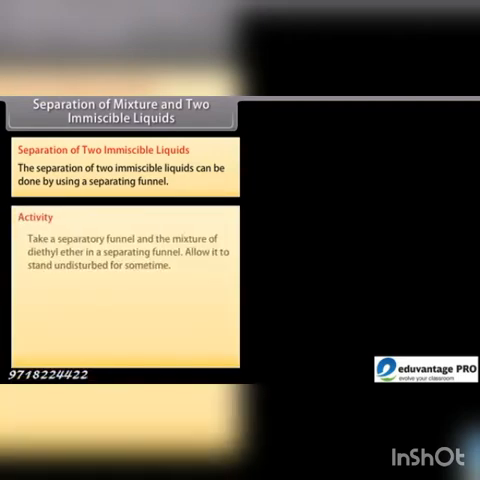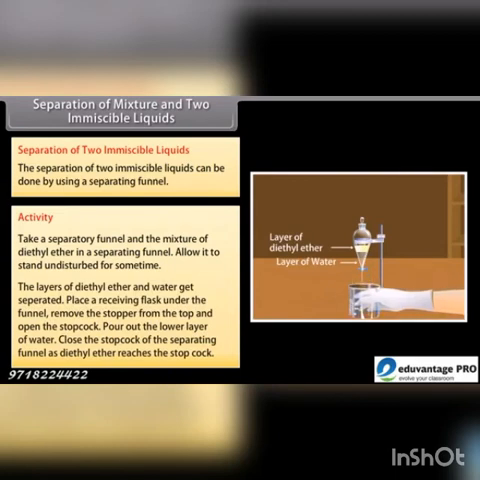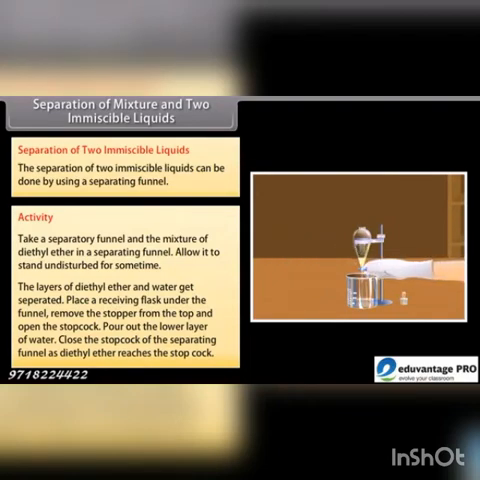Activity. Take a mixture of diethyl ether and water in a separating funnel. Allow it to stand undisturbed for some time. The layers of diethyl ether and water get separated. Place a receiving flask under the funnel, remove the stopper from the top and open the stopcock. Pour out the lower layer of water. Close the stopcock of the separating funnel as diethyl ether reaches the stopcock.